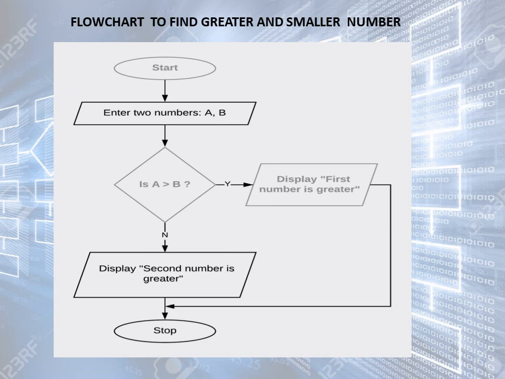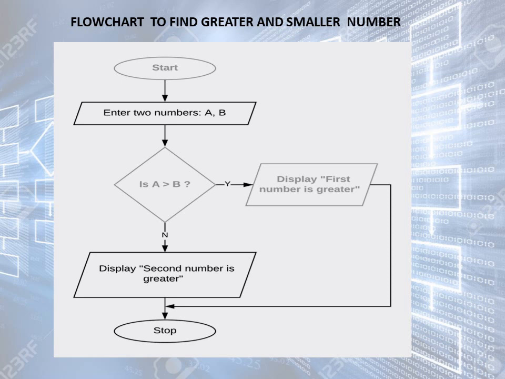Now we see one more example: a flowchart to find the greater of two numbers. Start, enter two numbers A and B, a parallelogram where we take the input. Then the diamond symbol: is A greater than B? That is the condition we are providing. If the condition is true, that is yes, meaning A is greater than B, it will display first number is greater. If the condition is false, that is no, it will display second number is greater. Then it will stop the program. If the first number is greater, the arrow comes and it will stop. And if no, directly it will stop.